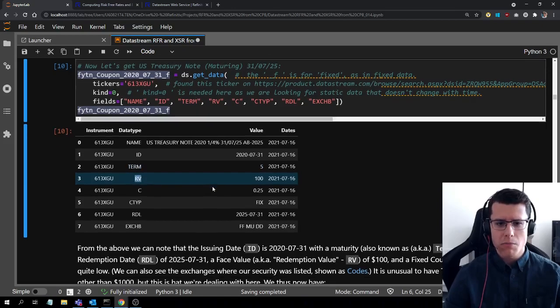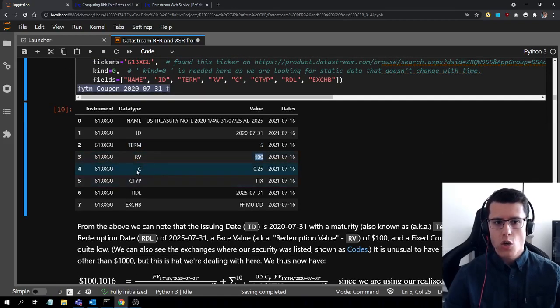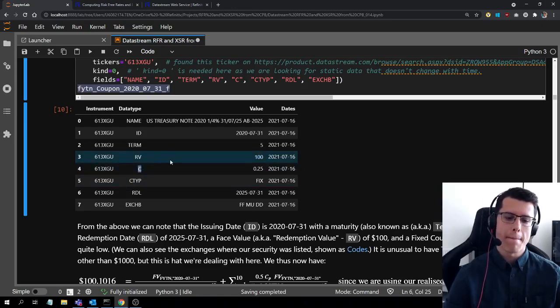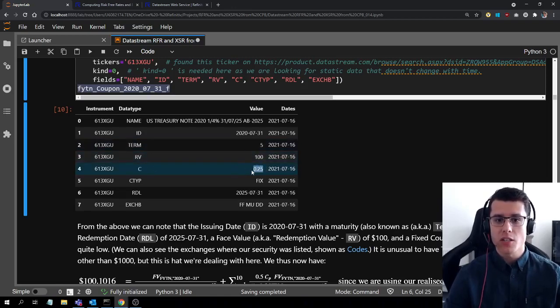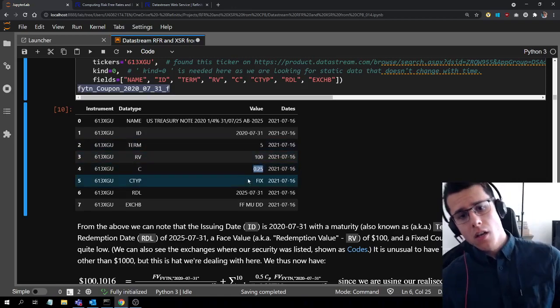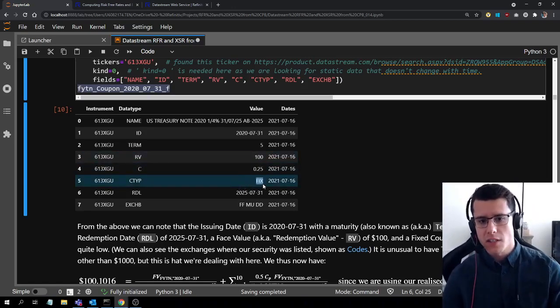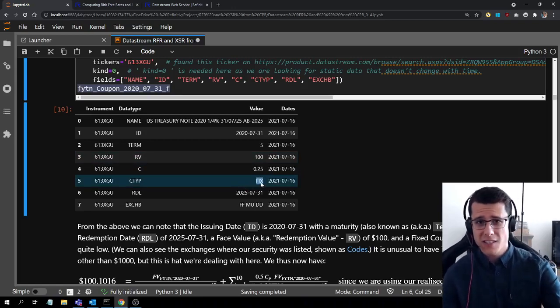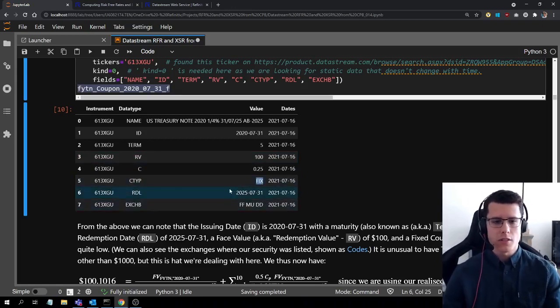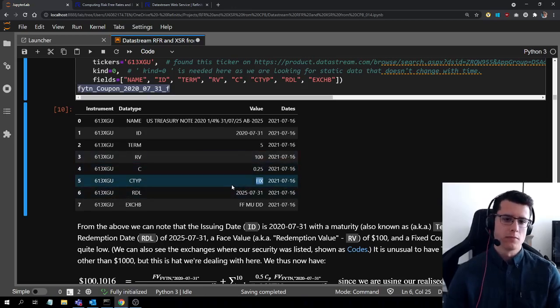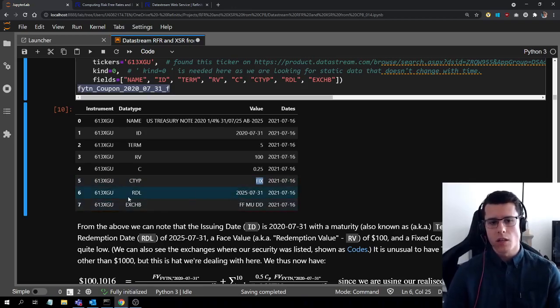RV, I think, is the redemption value, must be $100 here. Coupon is the coupon rate, as stated in percentage of the face value. So that's 0.25%. The coupon type is fixed. To start with, I'm only going to be looking at fixed coupon types, because otherwise it's going to get really complex if we look into floating ones. I do want to add floating coupon percentages later, maybe at the end of the article, or maybe in the next article, either or.